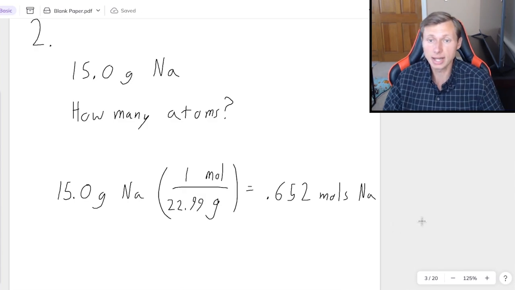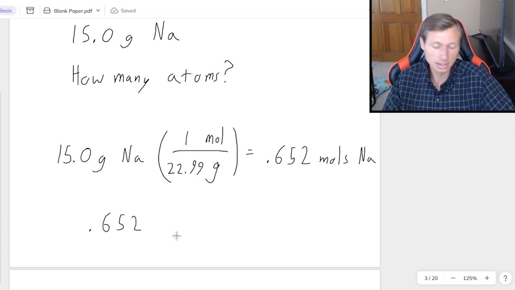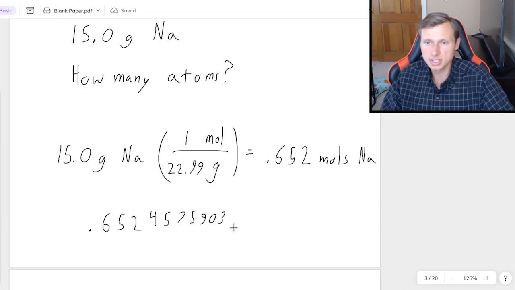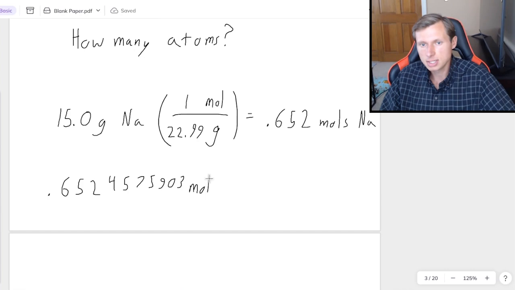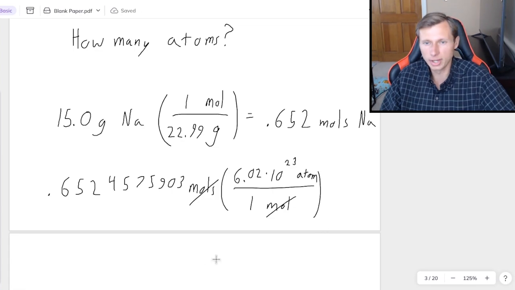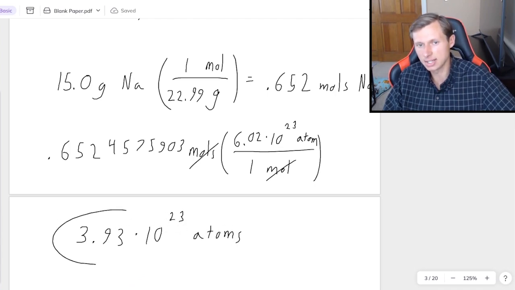But if I want to know how many atoms, then I have to use this number, 0.652. And technically I'm using all the digits in my calculator, 0.6524575903. And the reason why I'm doing this is I don't want a rounding error, and I don't round to sig figs until the last step, the final answer. So anyways, it's this many moles times Avogadro's number. This time I have 1 mole in the denominator to cancel out moles there, and 6.02 times 10 to the 23rd atoms will therefore go in the numerator. And when I plug that in my calculator and round to 3 sig figs, which is how many sig figs I need for this one, I get 3.93 times 10 to the 23rd atoms. And that is my final answer.